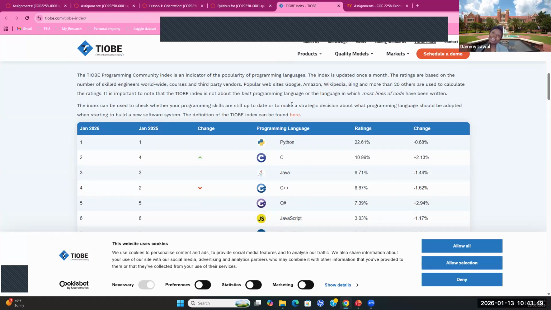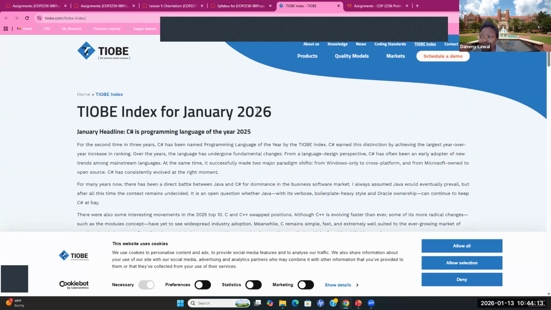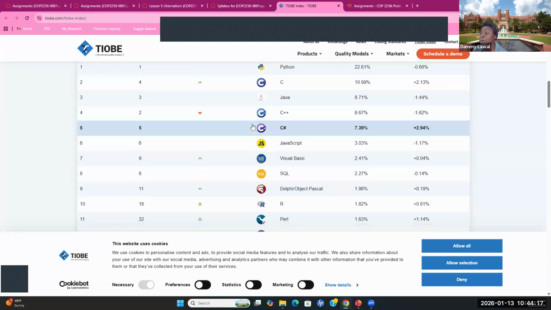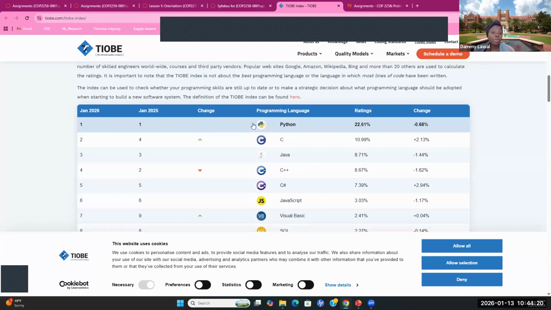So this is more like a community kind of report, I'll put it that way. It's a community indicator of the most popular programming language. I'm not saying the best. In terms of popularity, the most popular programming language. And we can see it for the month. So this is actually a monthly index. Every month, and this is more from the community, what programming languages people are using.